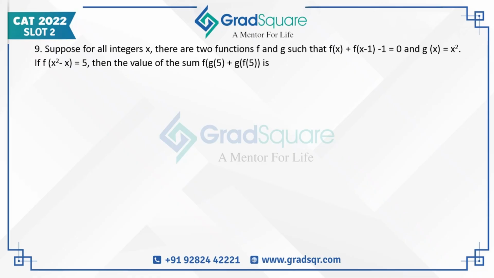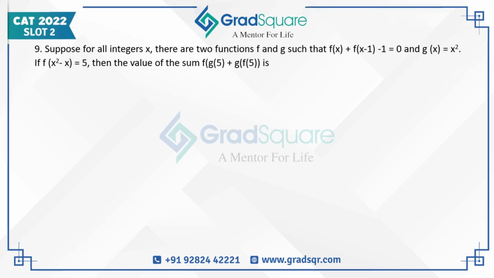Suppose for all integers x, there are two functions f and g such that f of x plus f of x minus 1 equals 1, and g of x is equal to x square, and if f of x square minus x is equal to 5, then the value of the sum f of g of 5 plus g of f of 5 is what?